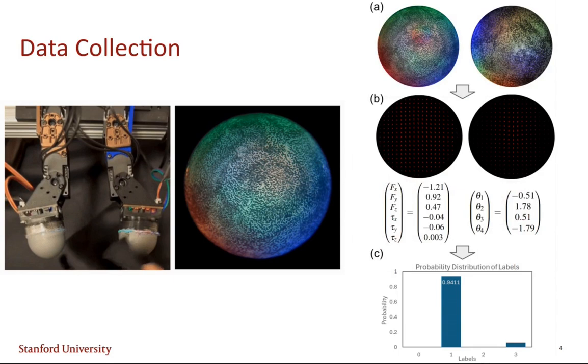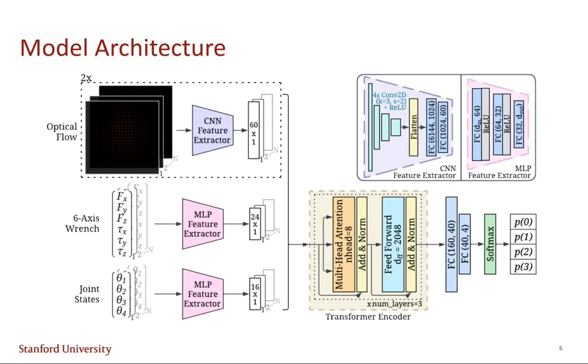The RGB videos are used to calculate optical flow, and the collected sequences of optical flow, 6-axis wrench, and joint state data are used to identify whether 0, 1, 2, or 3 layers of cloth were grasped. 92 trials were collected for each of these 4 classes, for a total of 368 trials of data.